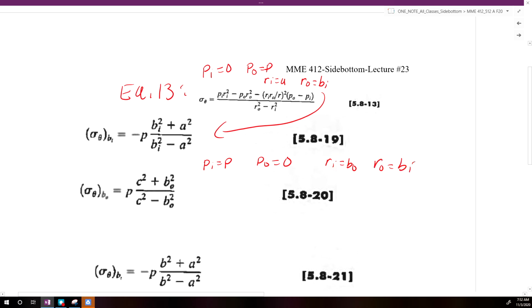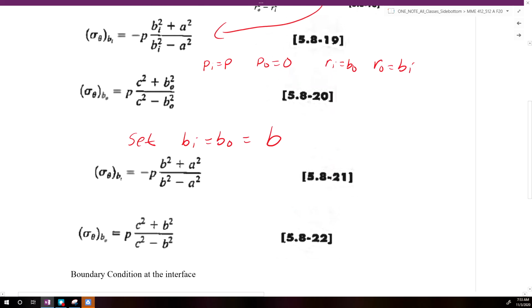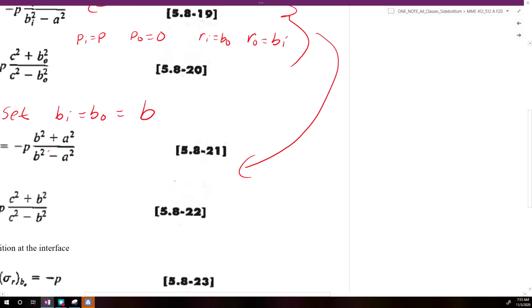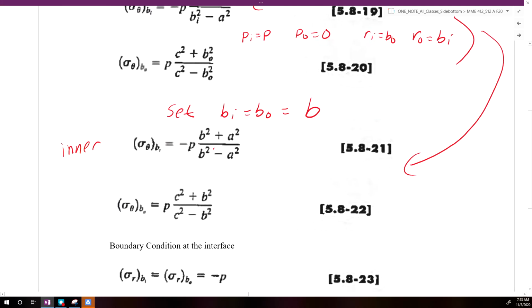Since Bi and Bo are very close to each other, what we can then do is set Bi equal to Bo, and we're just going to set them all equal to the letter b. We can take these two equations and simplify them down to these two equations. These are our two equations for our tangential stress within the inner and outer element. This is the inner element's tangential stress, and this is the outer element's tangential stress.